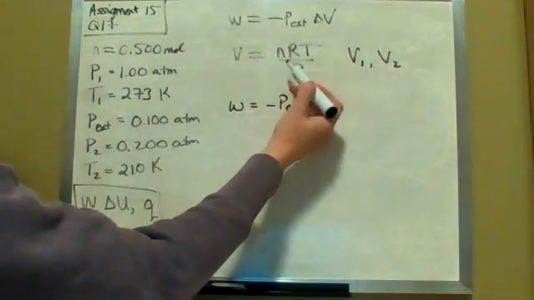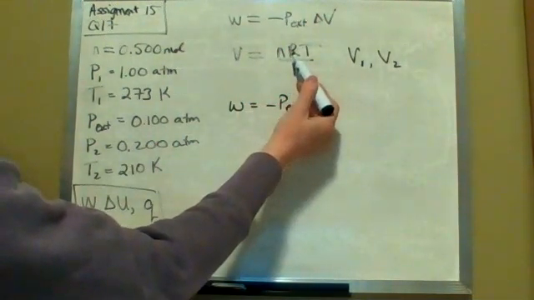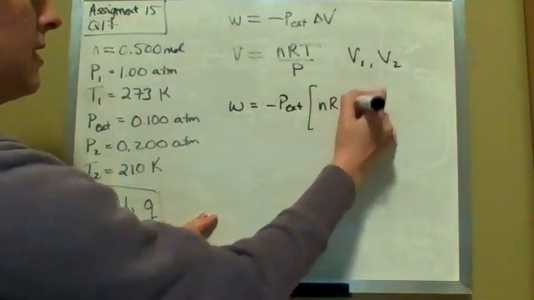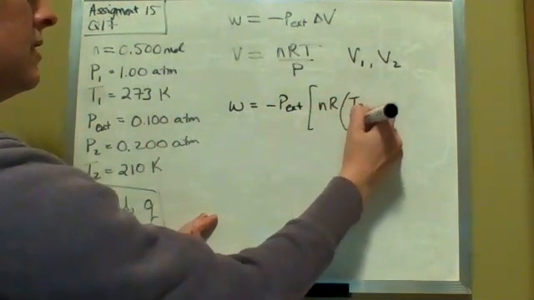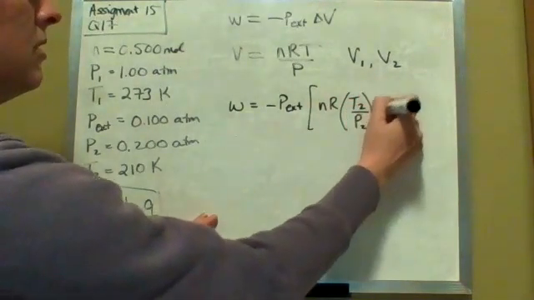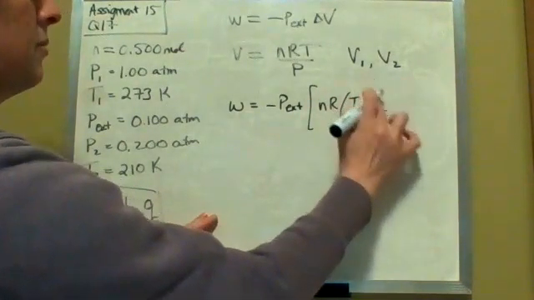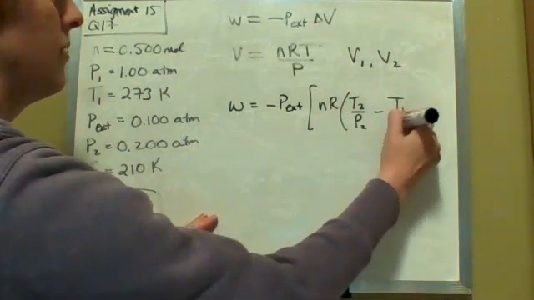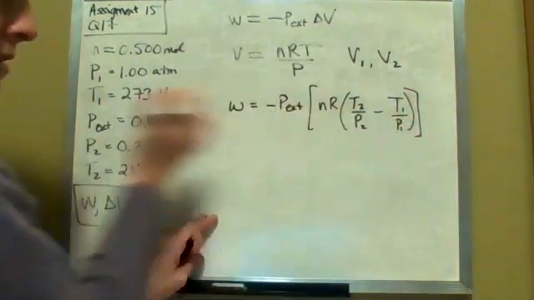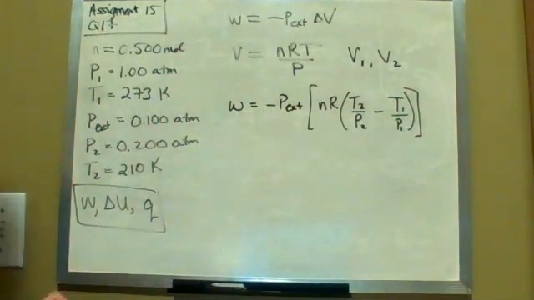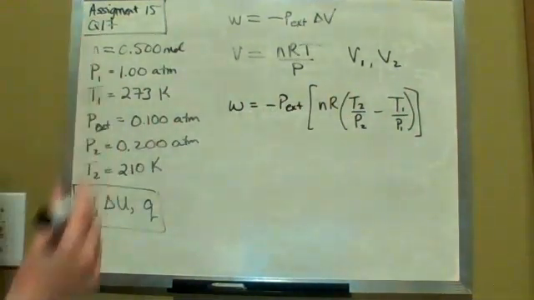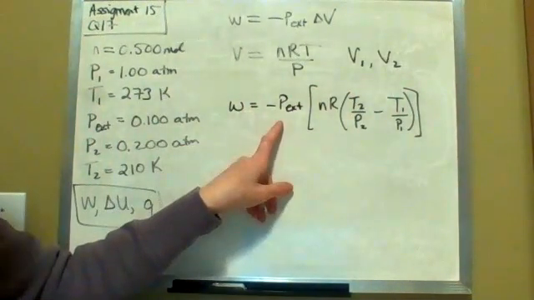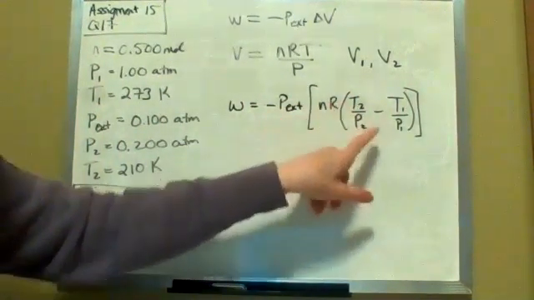knowing that you have commonalities. n and R are staying the same in both cases. So you can have nR times T2 over P2 minus T1 over P1. So either way you solve it, just watch out for your units in this case. You're given all your pressures in atmospheres. You're given your temperature in Kelvin, which is fine.